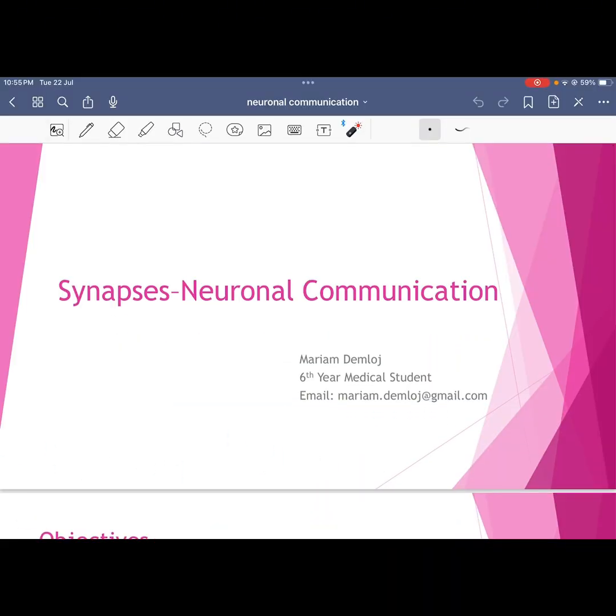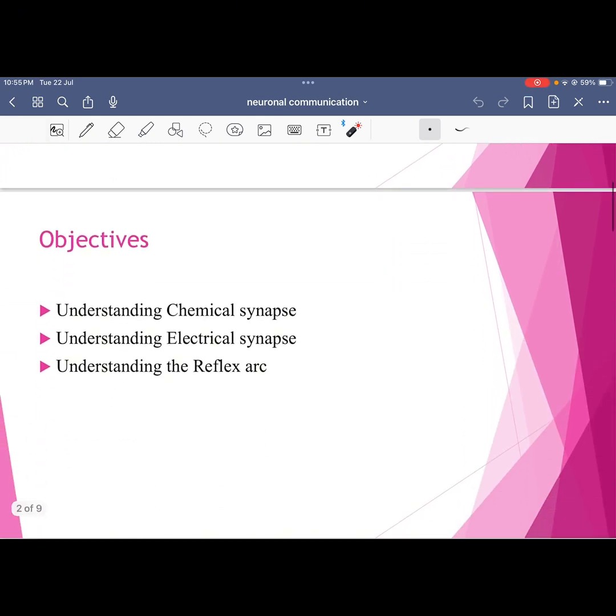Hello everyone, this is the last lecture that I will be giving you. We will talk about neuronal communication. In this session, we will understand the two types of synapses, chemical and electrical synapses, and we will talk about the reflex arc. We already talked about it in the first session, but today we will talk more in detail.